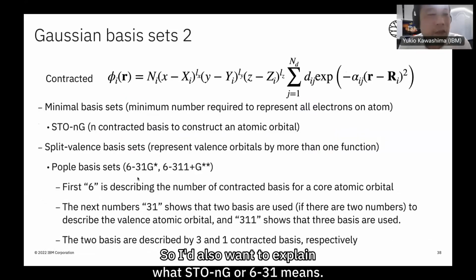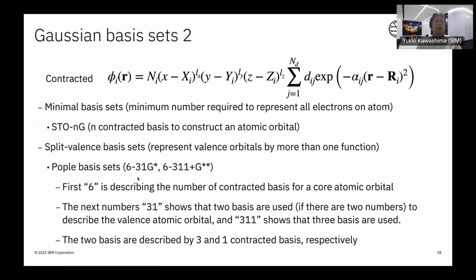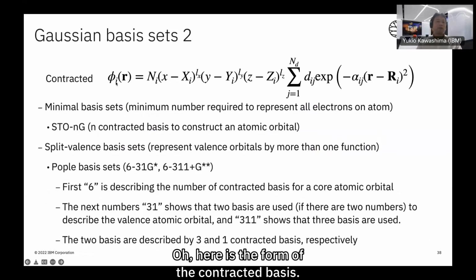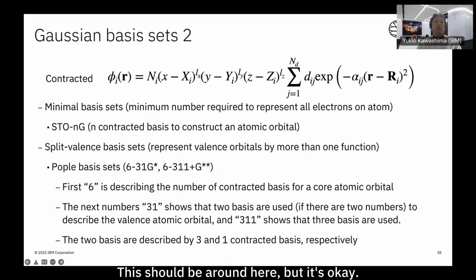So I also want to explain what STO-NG or 631 means. So here is the form of the contracted basis. And sorry, I mistyped here. This should be around here, but it's okay.